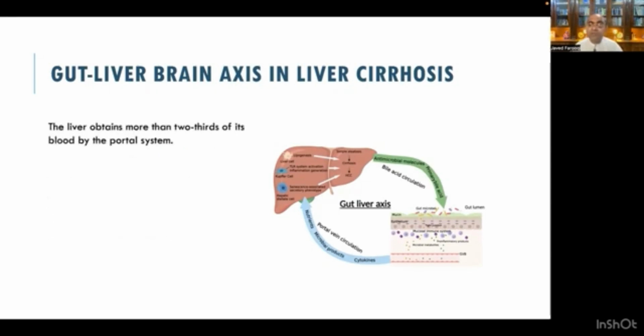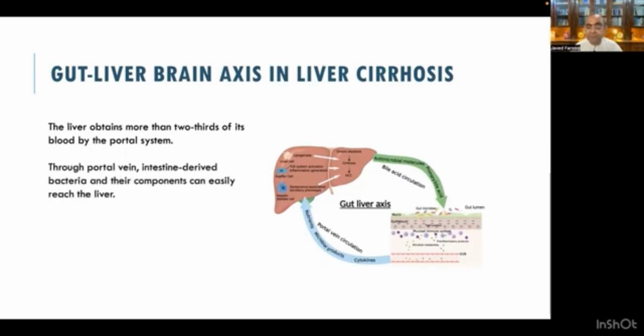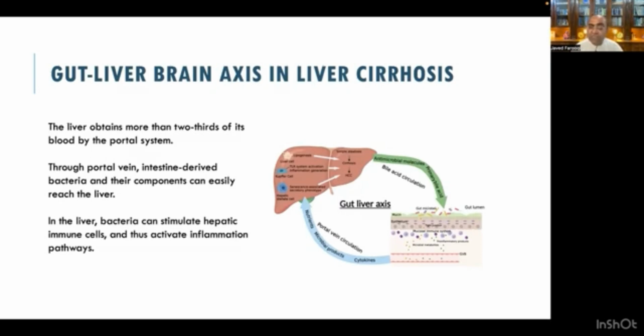The liver obtains, we know, more than 2/3 of its blood by the portal system. Through the portal vein, intestine-derived bacteria and their components can easily reach the liver. So this is a fact, that the portal vein gives easy access to the bacteria and their components from the intestine to the liver. In the liver, bacteria can stimulate hepatic immune cells and thus activate inflammation pathways. So this is the pathophysiological role of the gut-liver-brain axis in liver cirrhosis patients.